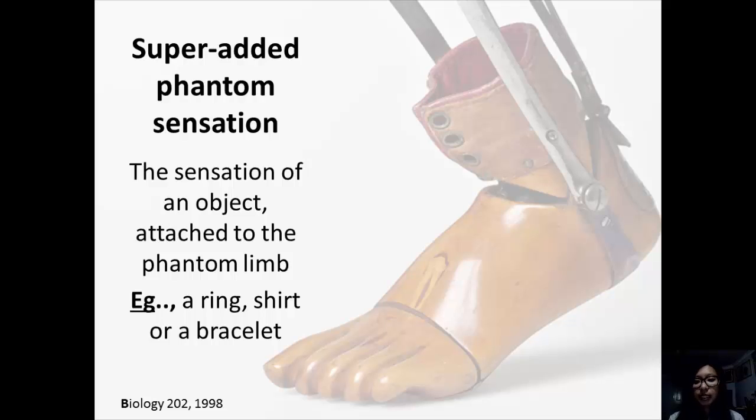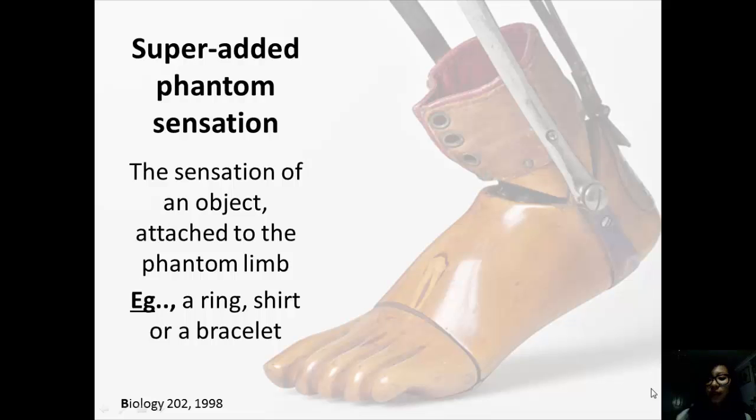Superadded phantom sensation, interestingly, is the feeling of not only a phantom limb, but the feeling of having an object attached to or touching the limb. By this I mean to say that the phantom limb, for example, feels as though one is wearing a long sleeve shirt, where the sleeves brush against the phantom limb.